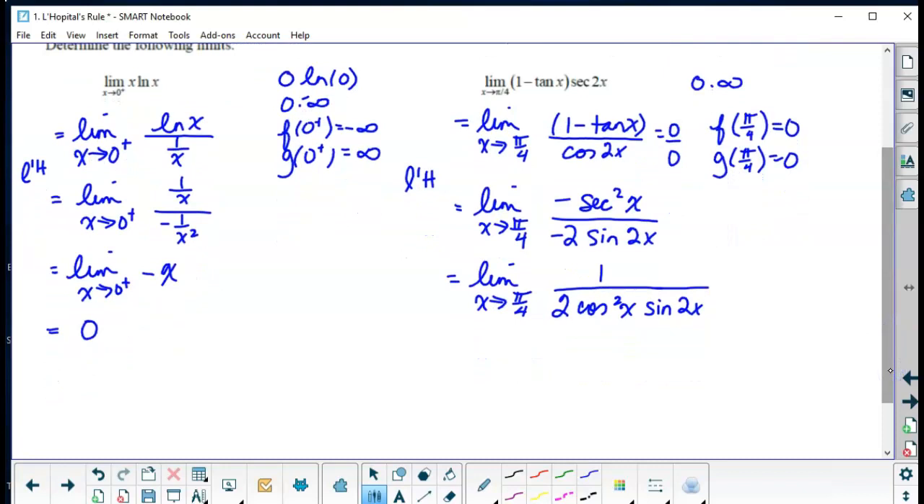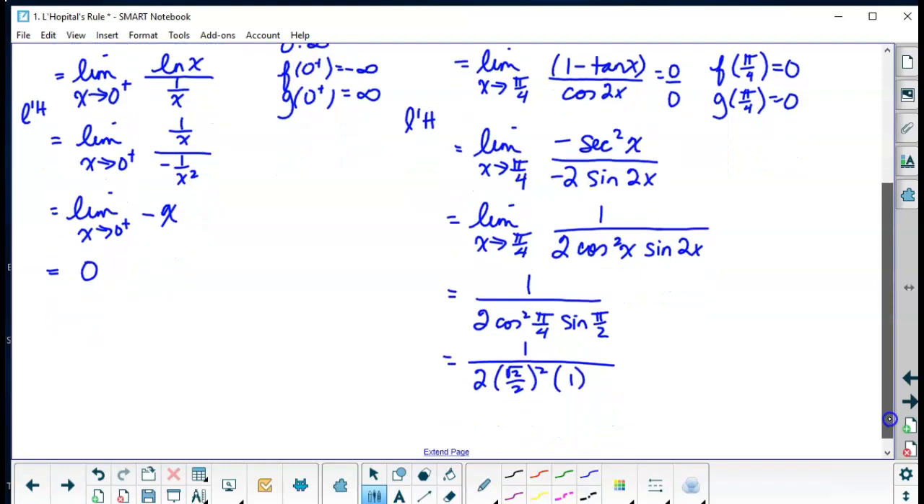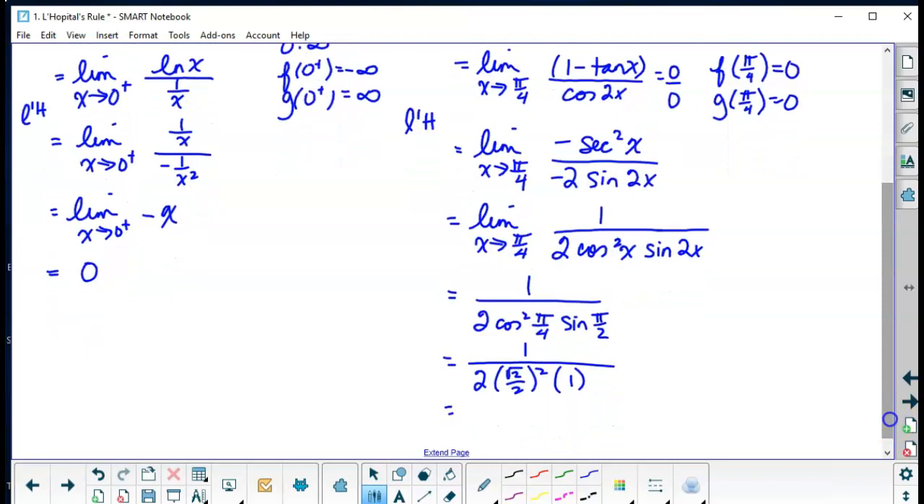So now we can substitute it. We've got 1 in the numerator, 2 cos squared of pi over 4 sine of 2 times pi over 4, which is pi over 2. So 2 times root 2 over 2 squared times 1. So that's 2 over 4, which is 1/2, times 2 is 1, so 1 over 1 is 1. Okay, limit does exist.